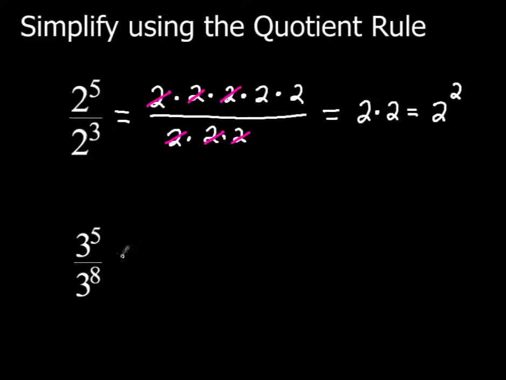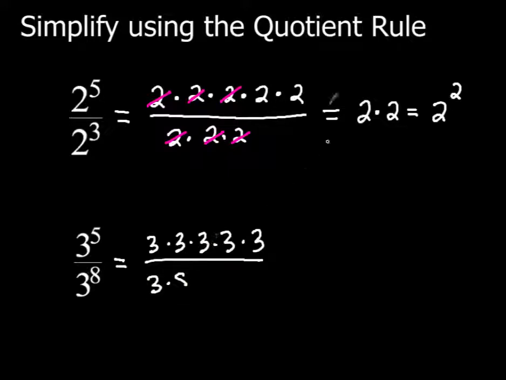Let's see if we analyze the pattern here. Now 3 to the 5th power, so I'm going to have 1, 2, 3, 4, 5 in the numerator, and then in the denominator, I'm going to have a base of 3, but I'm going to have 8 of them. 3 times 3 times 3 times 3 times 3, 1, 2, 3, 4, 5, 6, 7, and 1 more gives me 8. All right, so I got to make that a little bit longer.